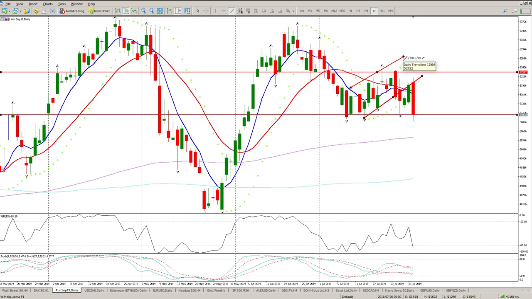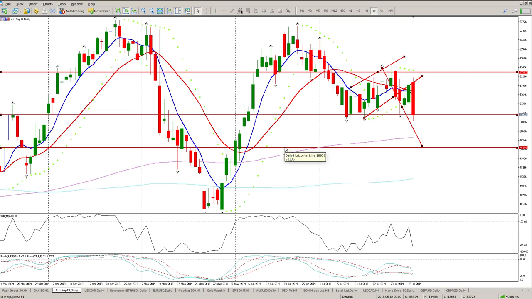So there was our channel. We've broken, we've retested, and this is the confirmation bar on the daily. So in saying that, what I'm looking for as a minimum is a move down to at least the 200 EMA, which is down there.